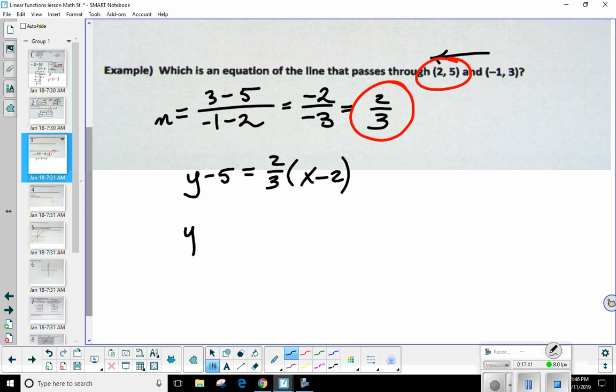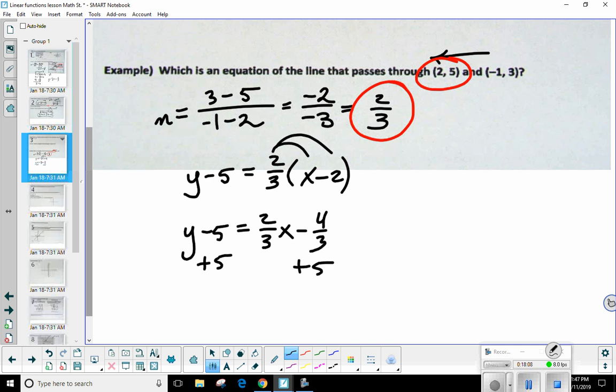So what did we do on that previous problem? The first thing was to distribute. So 2/3 times x, that's 2/3 x. And that's the thing, once you have the equation of the line, you can easily manipulate it into any other form you want. You just have to get that equation first. And now what's 2/3 times negative 2? Okay, that's going to be negative 4/3. All right. And what's my last step? I go ahead and add the 5.